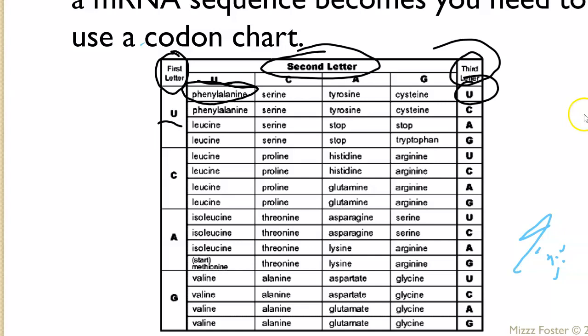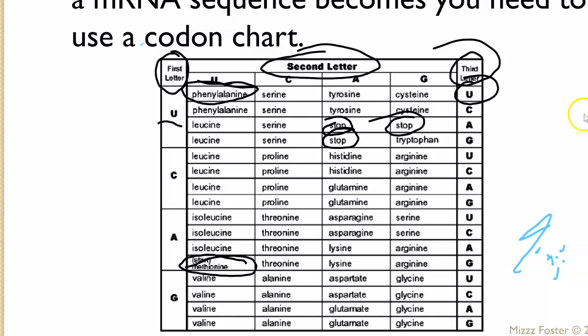And it's going to do that until it gets to one of these. Right here are your 3 stop codons. That's why you don't have to memorize them, because they're already on the table. Here it tells you it's your start codon. That's your formylmethionine.